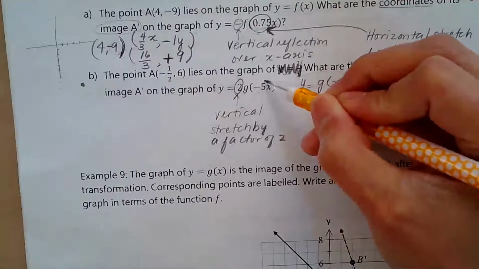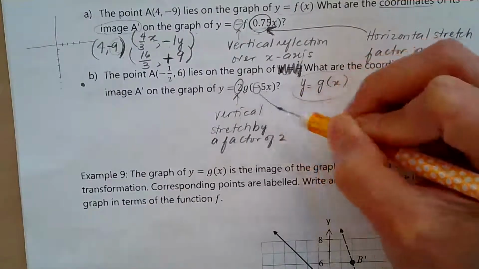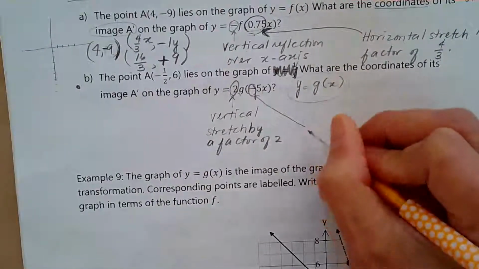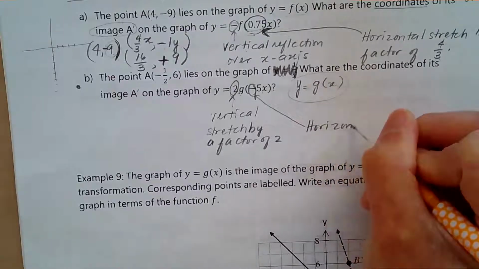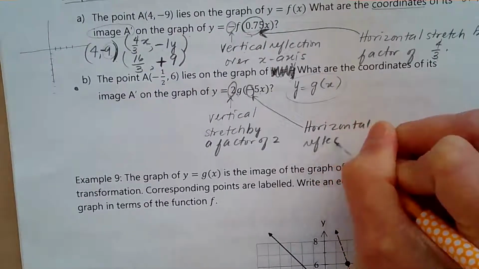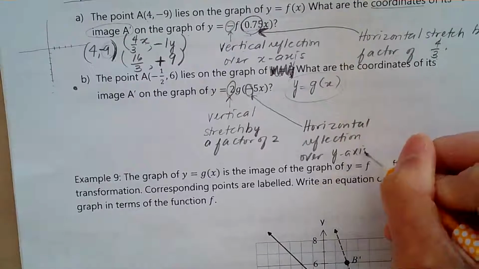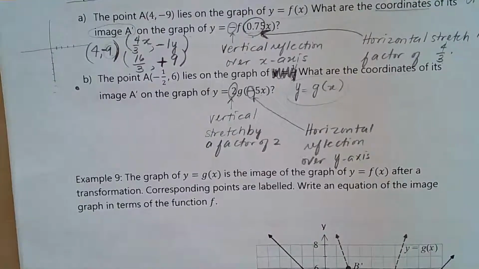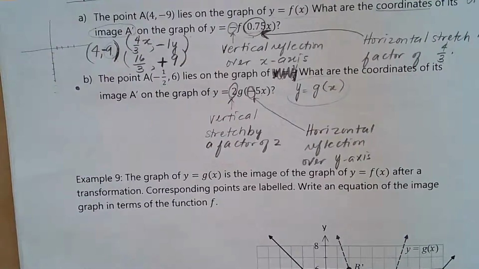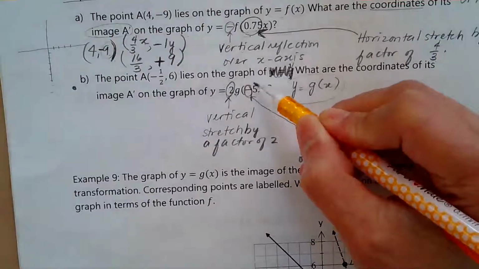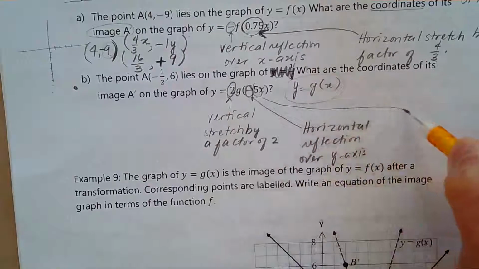Now let's see the inside here. What does the negative mean? Okay, reflection where? This is going to be a horizontal reflection over where? The y-axis. Some places or some books would say it's just a horizontal reflection. They know exactly that it's over the y-axis, really. Okay, so that deals with that negative there. What's the 5? What's the deal with 5?